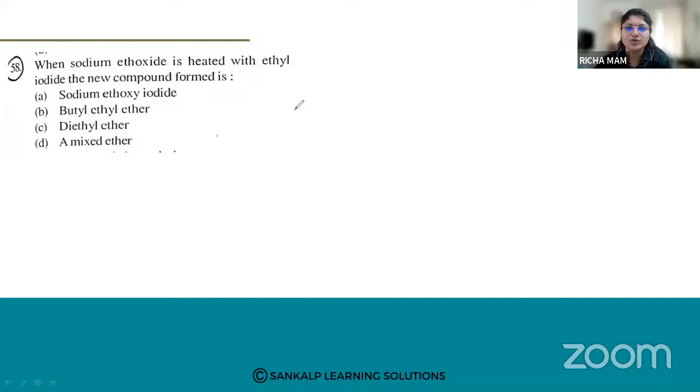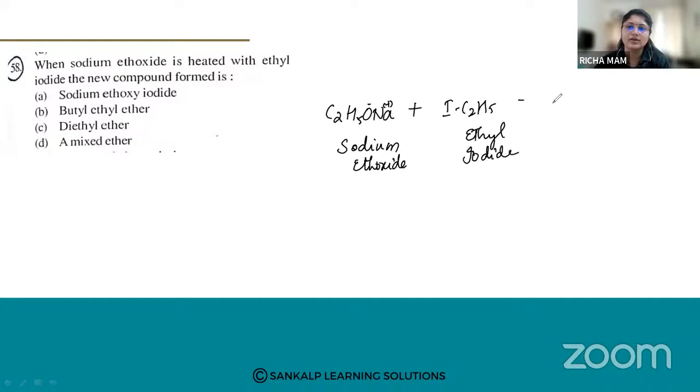Let us write sodium ethoxide: C2H5ONa, so O minus Na plus. This is sodium ethoxide. Sodium ethoxide is heated with what? Ethyl iodide, C2H5I. So this is sodium ethoxide, and this is ethyl iodide. This will give you a compound.